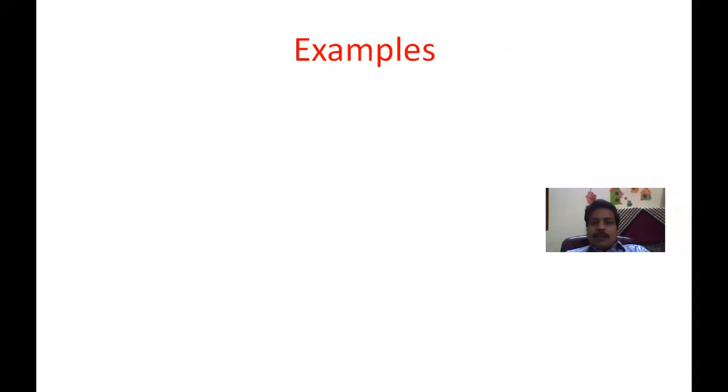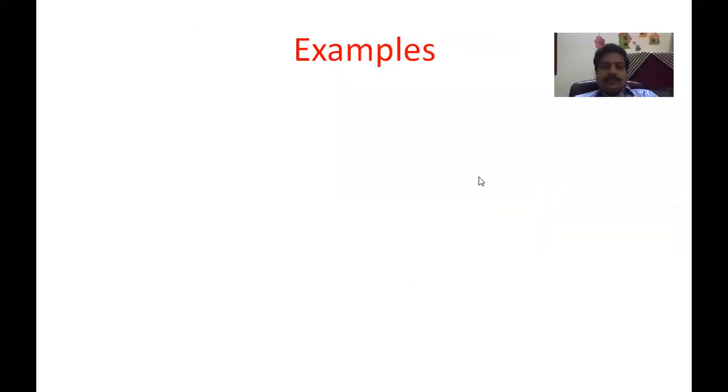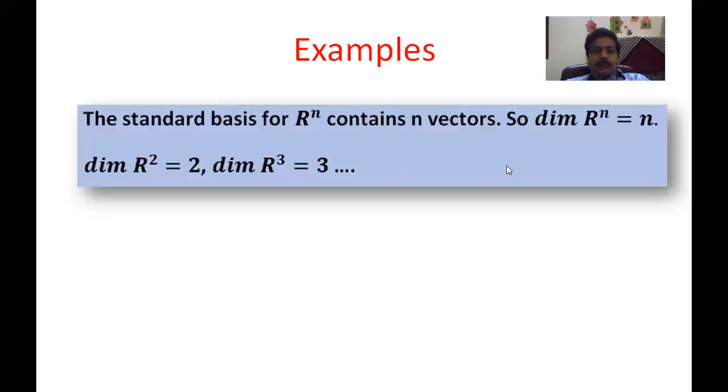Let us look into some simple examples. The standard basis for Rn contains n vectors. Those are e1, e2, and so on. e1 is 1, 0, 0, 0. e2 is 0, 1, and zeros. en is 0, 0, and so on, 1. So there will be n column vectors for Rn in the standard basis. So the dimension of Rn is n.